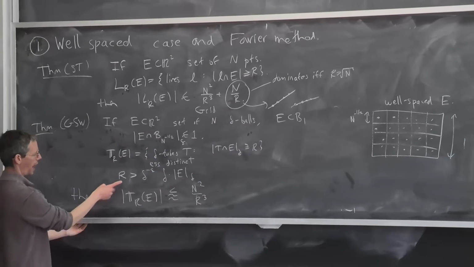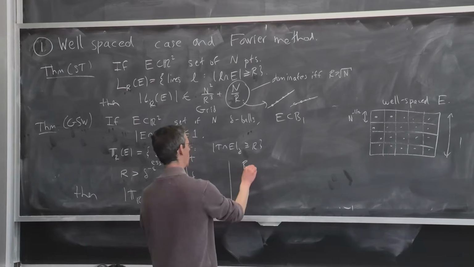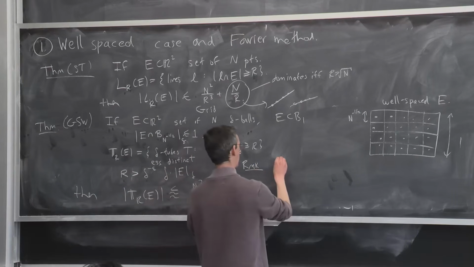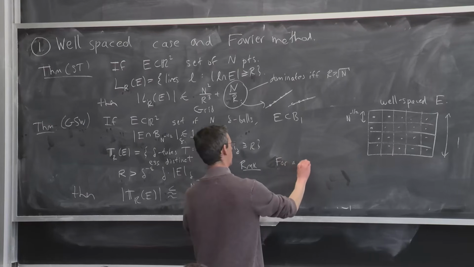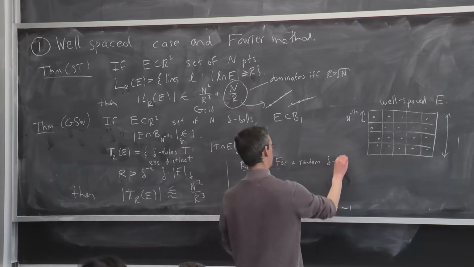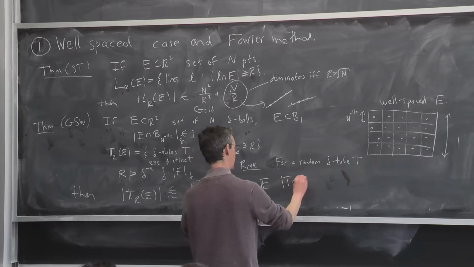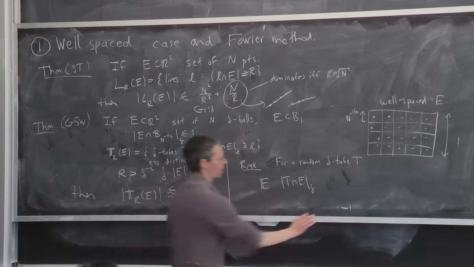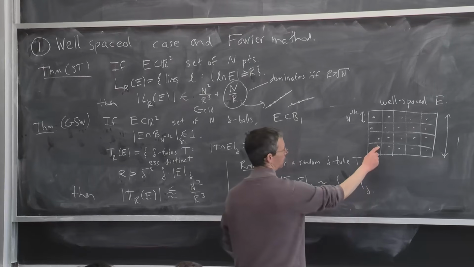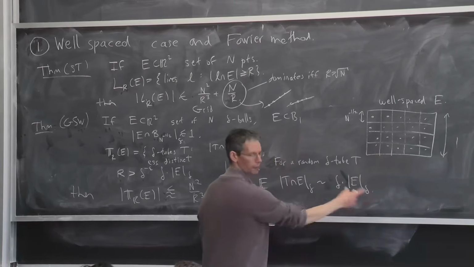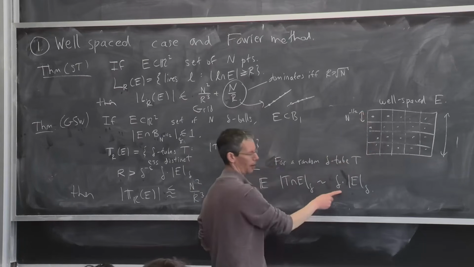The other difference is that we added this lower bound on R. So let me explain why we did that. So remark, on average, for a random delta tube T, the expected size of T intersect E, delta covering, would be delta times E delta. This is for each of these little delta balls, there are this many of them. The probability that a random delta tube intersects that point is about delta.